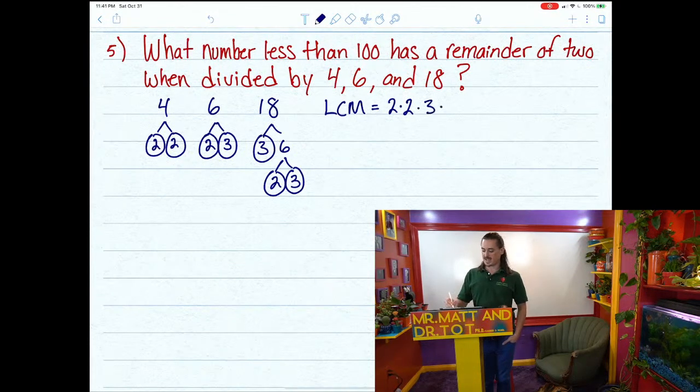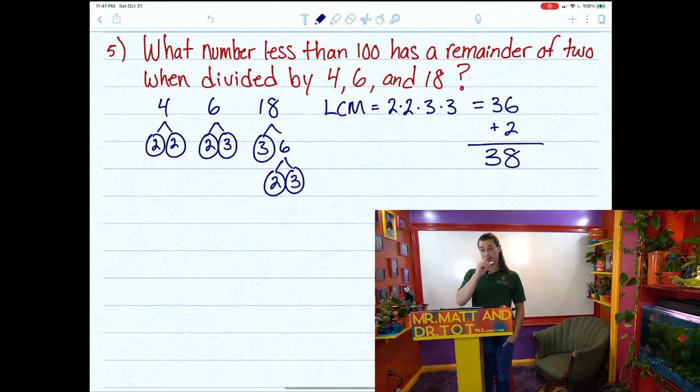Therefore, if we merely add 2, 38 is a number less than 100 that has a remainder of 2 when divided by 4, 6, and 18. Now I want to point out here that because the only restriction is that it has to be less than 100, any multiple of the LCM also would work.